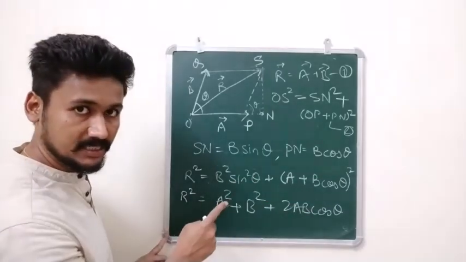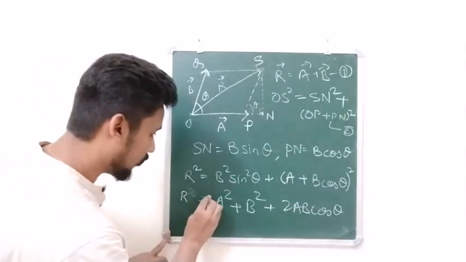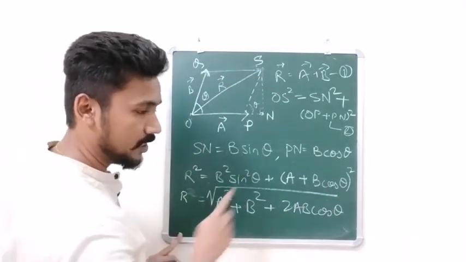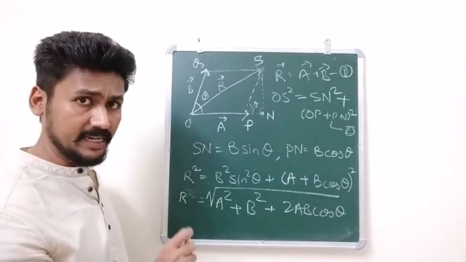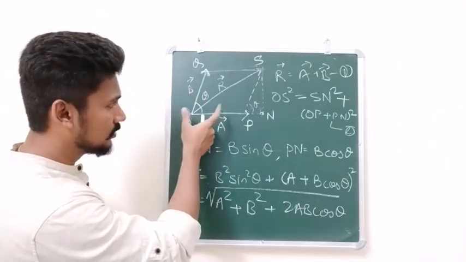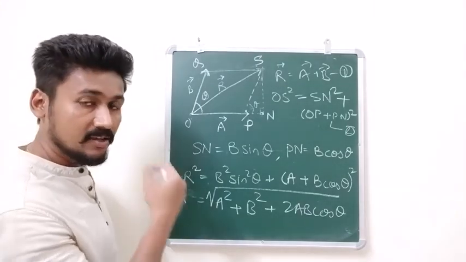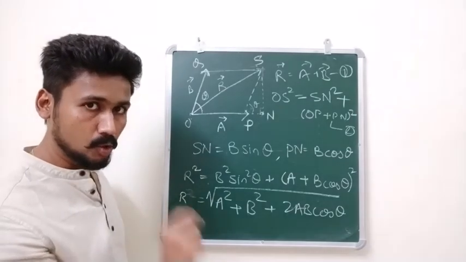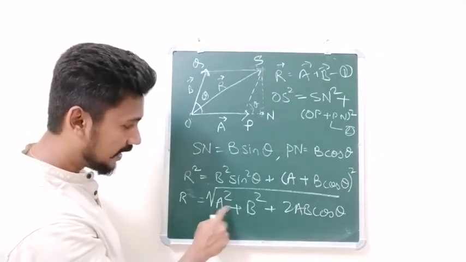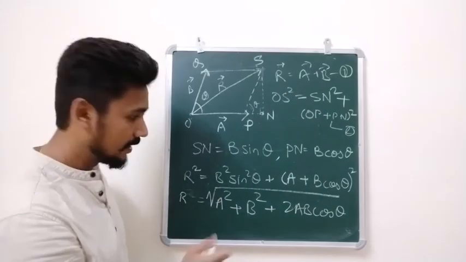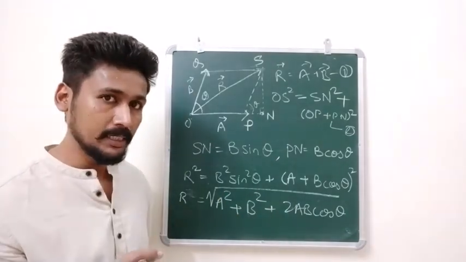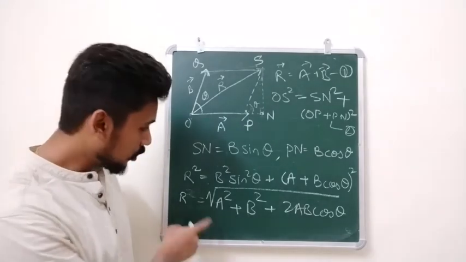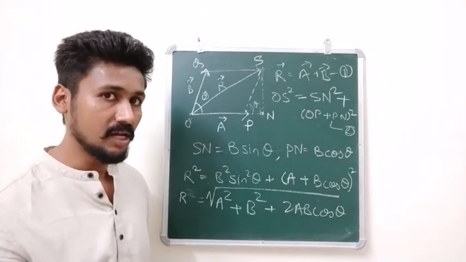If R square is this much, then R will be equal to the square root of A square plus B square plus 2AB cos theta. So if you know the vectors that make up a vector, you can find out its magnitude by this formula. This is called the law of cosines. So R is equal to the square root of A square plus B square plus 2AB cos theta. This formula is very important. Numericals can be asked on it, or as I told you, till 12th class you will be needing this particular formula, so make sure you have understood it properly.